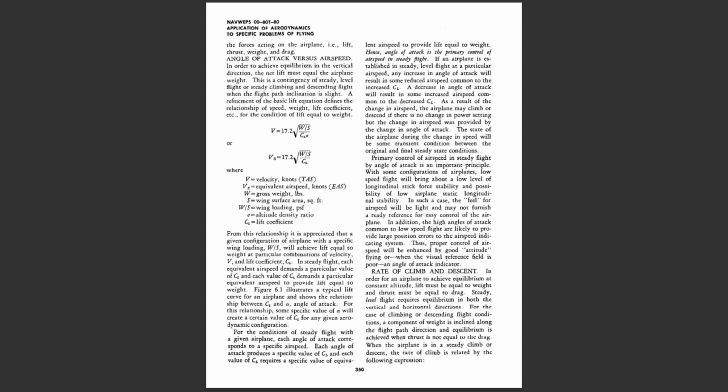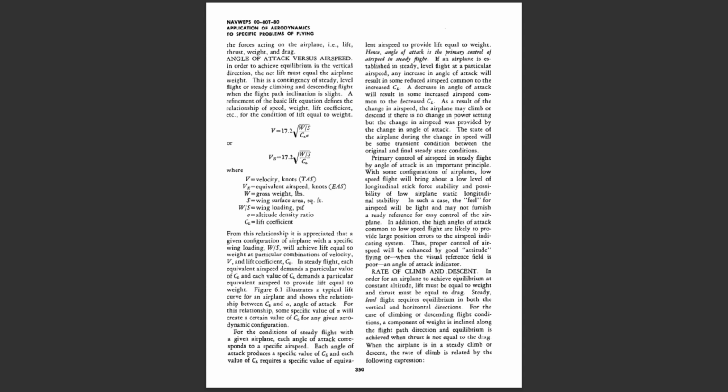Angle of attack versus airspeed. In order to achieve equilibrium in the vertical direction, the net lift must equal the airplane weight. This is a contingency of steady, level flight or steady climbing and descending flight when the flight path inclination is slight. A refinement of the basic lift equation defines the relationship of speed, weight, lift coefficient, etc., for the condition of lift equal to weight. V equals 17.2 times the square root of W over S over CL times sigma. Or, V sub E equals 17.2 times the square root of W over S over CL.